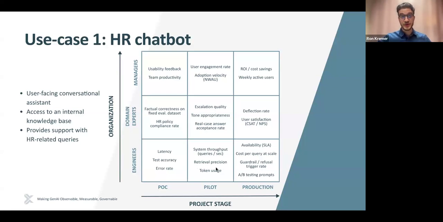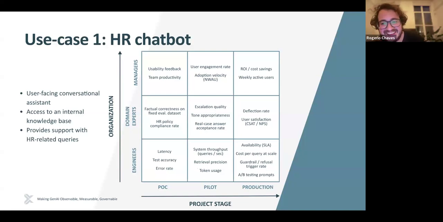Finally, once we deploy to production to all of our users, we start measuring availability because we have some kind of SLAs that we have to meet, right? What kind of uptime do we have? What is the cost per query at scale? And at this stage, we already have enough of an audience to start A/B testing prompts on different segments and see how they work.